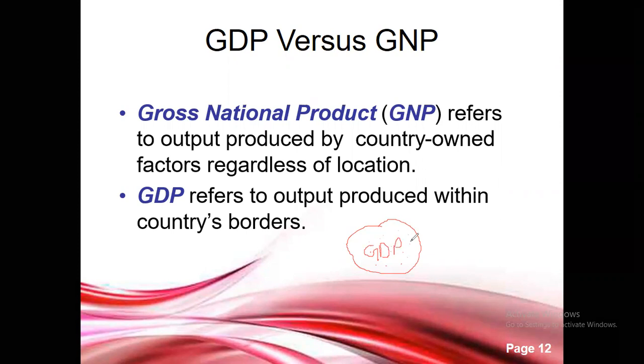But if some of your citizens are abroad, producing something in another country, let's suppose it's country X, right? Whatever they are producing over there, if you calculate it, it will be considered as gross national product.